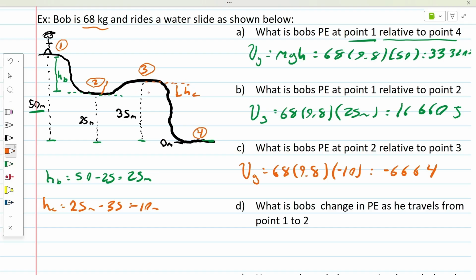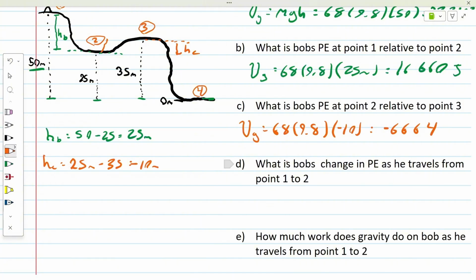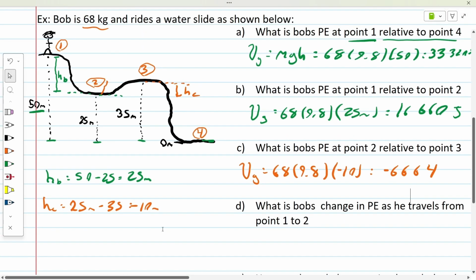And so we'll see why it is that we can just call the reference anything, and how that is not going to mess up all the further calculations. So let's see this in part D. What is Bob's change in potential energy as he travels from point 1 to point 2? In this case, it doesn't tell us what reference to use. It just says we want the change in energy. So we can find this potential energy at point 1 and 2 using any reference, as long as we use the same reference when we calculate both of them.